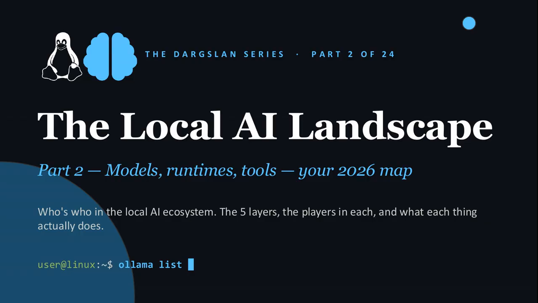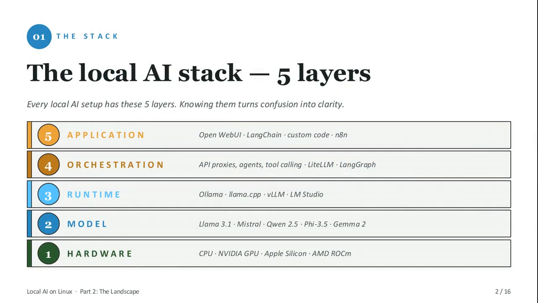Today we're charting the local AI landscape, the models, the runtimes, the tools you'll actually be running on Linux heading into 2026. We'll break it down into 5 clean layers, name the key players in each, and explain what every piece actually does. So by the end you've got a working mental model of the ecosystem, not just a list of names. So here's the map itself.